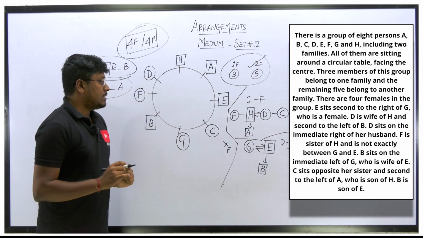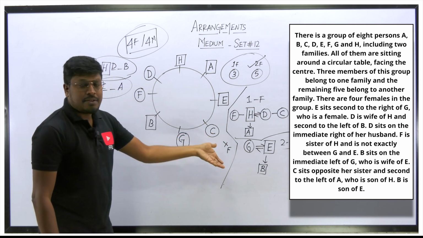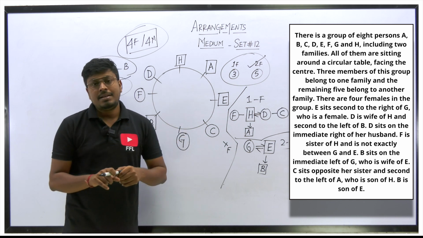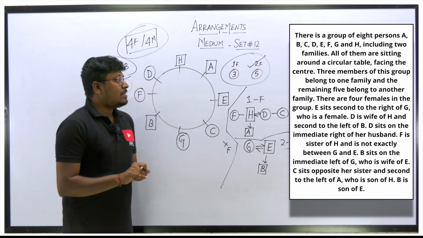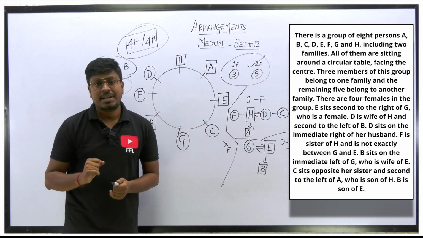Got it or not? So after getting all this, solving the remaining 5 questions based on the arrangement will be very simple. Only this arrangement fixing part is most important. So that's it. This will be the answer for set number 12, medium level seating arrangement question.